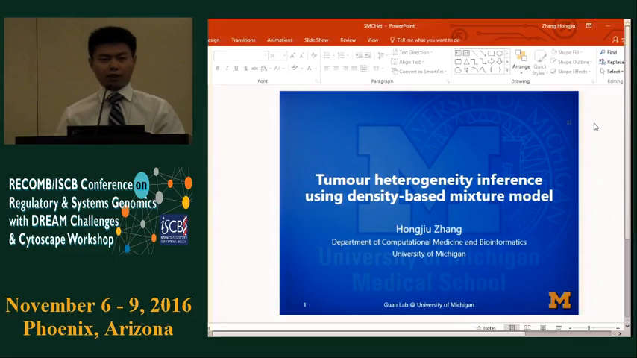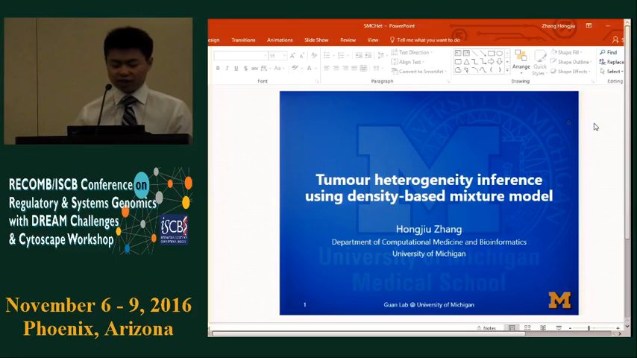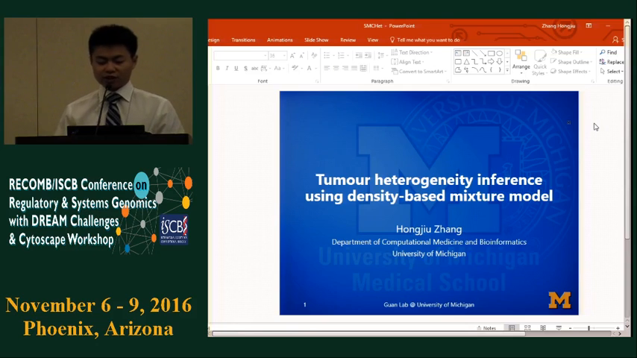I'm Hongjiu from University of Michigan. It's a great honor to present our winning algorithm on behalf of Team Guan Lab, and we are glad to share our idea about tumor heterogeneity inference using a density-based mixture model.